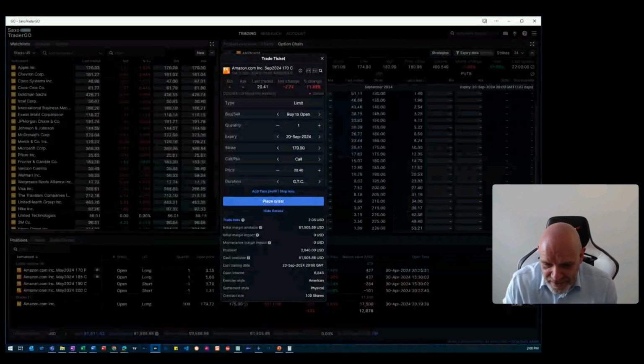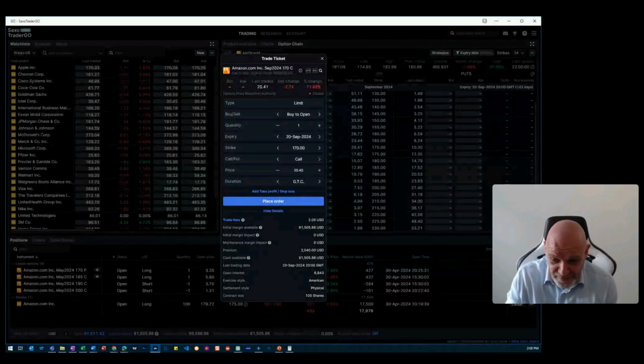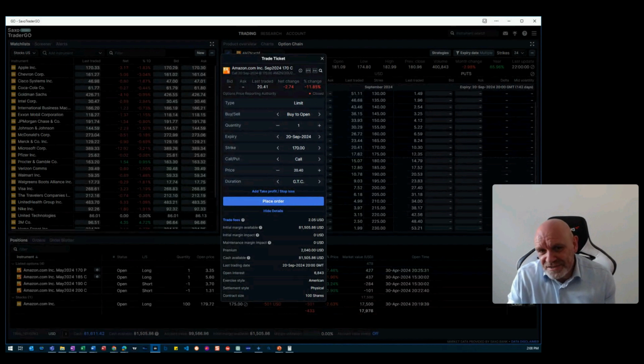I see here somebody saying the FTSE contracts are 1,000 shares. Definitely possible. I know, for example, Adyen, I believe it's Adyen stock in the Netherlands, is only 10 shares. So there are variations.